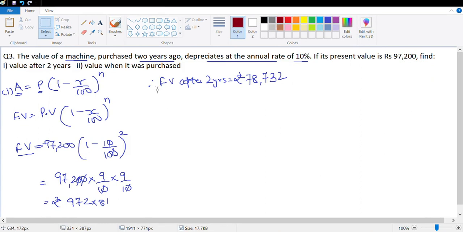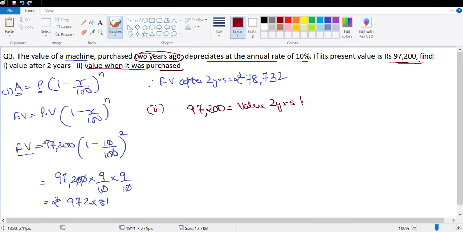The second part says value when it was purchased. When was it purchased? 2 years back. So in this case, the value which is given is the future value, that's 97,200, is equal to present value, which is value 2 years back, multiplied with (1 minus 10 upon 100) raised to the power n. Again, the same formula. In this case, the amount is what's the value today. Principal is the value which was 2 years back.